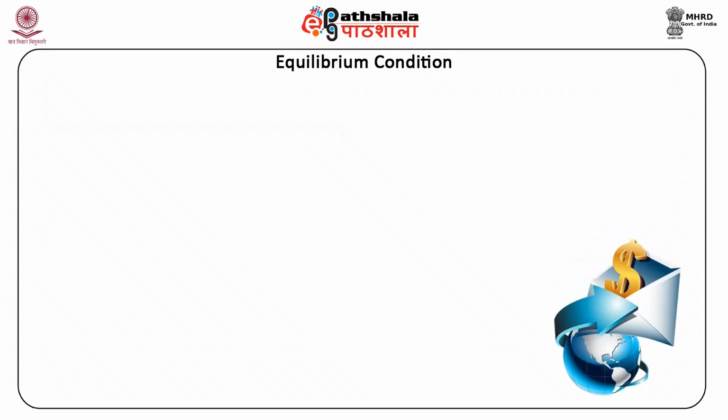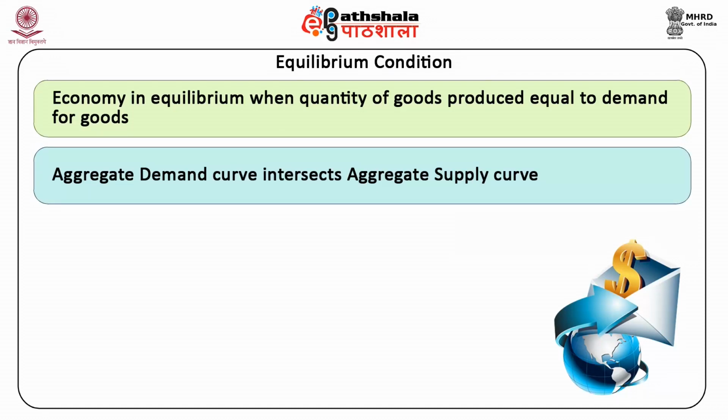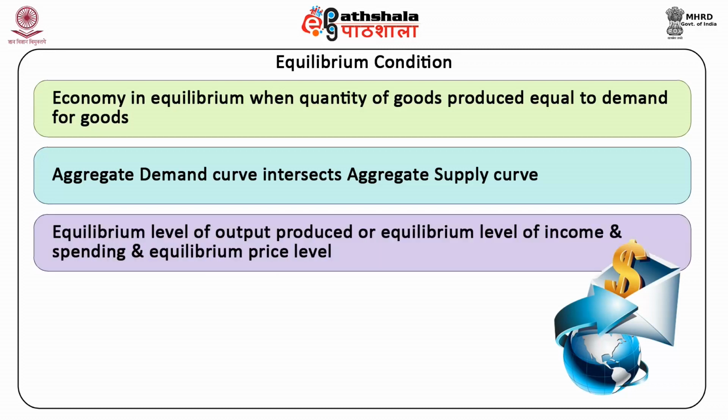Let us begin with the discussion of equilibrium condition. An economy is in equilibrium when the quantity of goods produced in the economy is equal to the demand for these goods. In other words, when aggregate demand curve intersects aggregate supply curve, we get equilibrium level of output produced or equilibrium level of income and spending and the equilibrium price level.